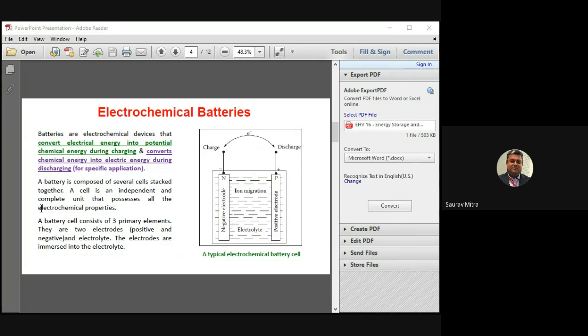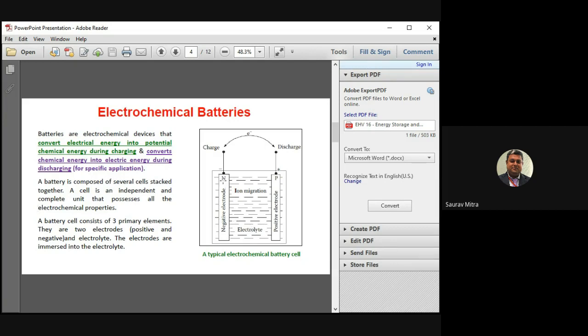One is called a cathode, and another is called an anode. So this is the negative electrode, this is the positive electrode, and there should be ion migration, and there should be an electrolyte. That electrolyte is very important for moving the ions from one place to the other. Only through this electrolyte are the ions going from one side to the other.